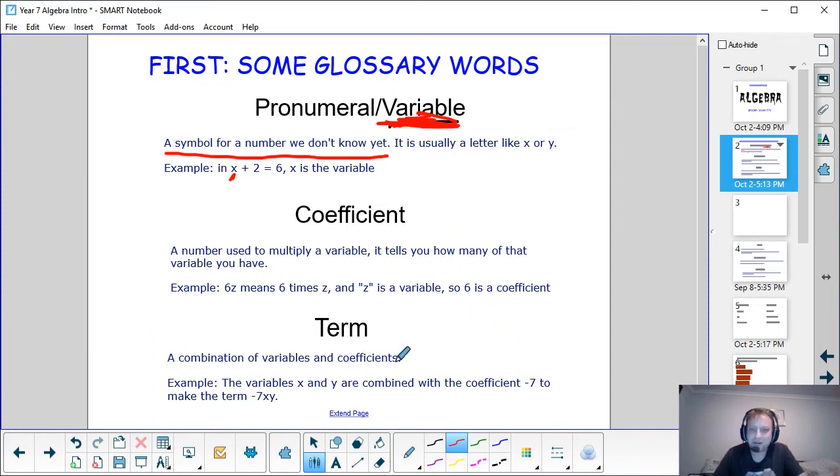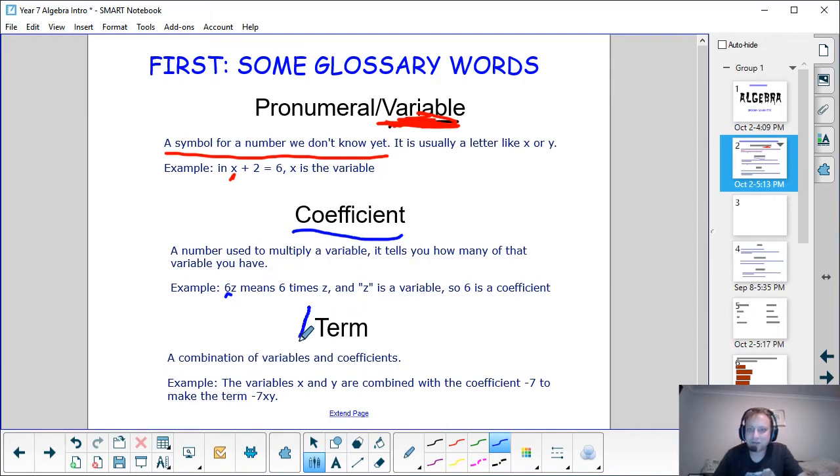And then your variables, your letters, will have numbers in front of them, right? And that's called the coefficient. That's the number at the front. It's a number multiplying the variable. You'll get more of that, but essentially all you have to know is if I put a 6 out the front of my letter Z, that is the coefficient, right? 6Z: 6 is the coefficient, Z is the variable.